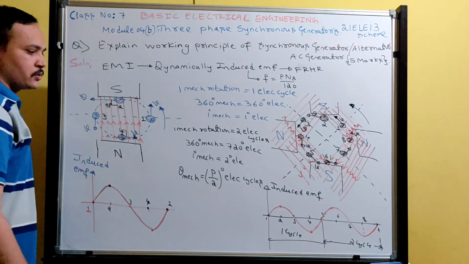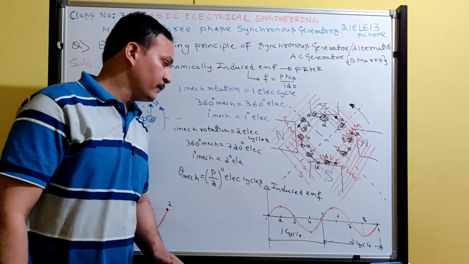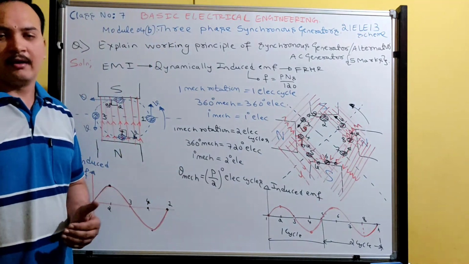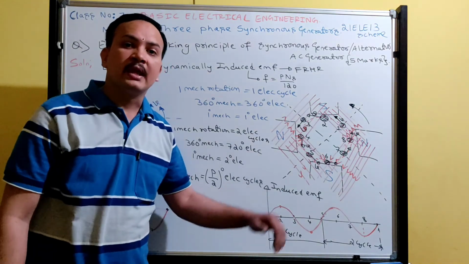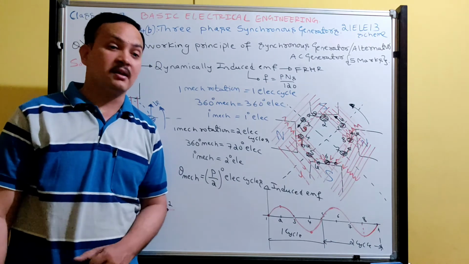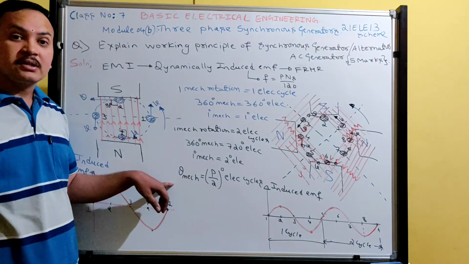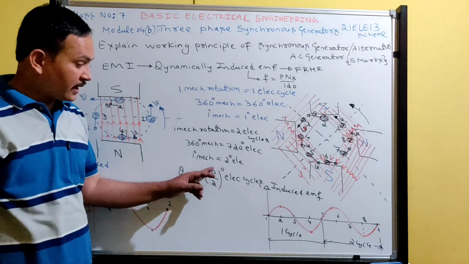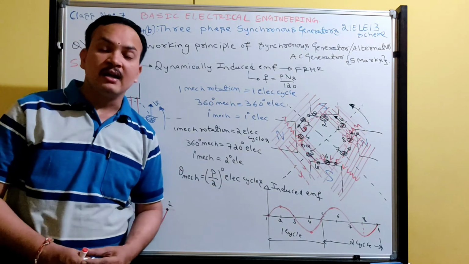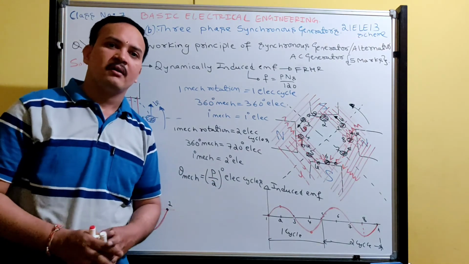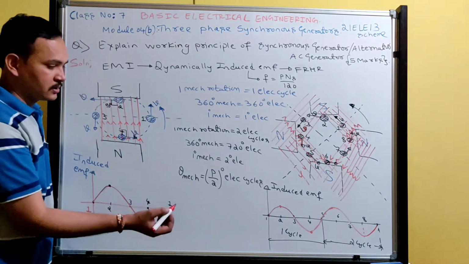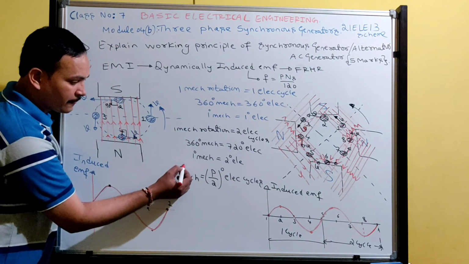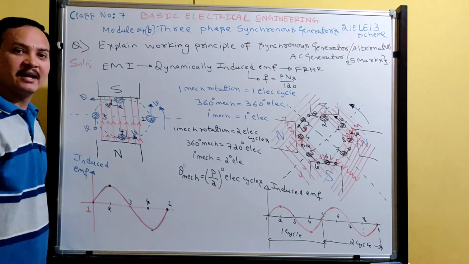Okay, got it? So what you can conclude is, if the number of poles in the alternator increases, the number of cycles also increases. How many cycles? For 1 mechanical rotation, how many cycles do we get? We get P by 2 electrical cycles. Okay, got it? For 1 mechanical rotation, we get P by 2 electrical cycles. For 1 mechanical degree, we get P by 2 degree electrical.